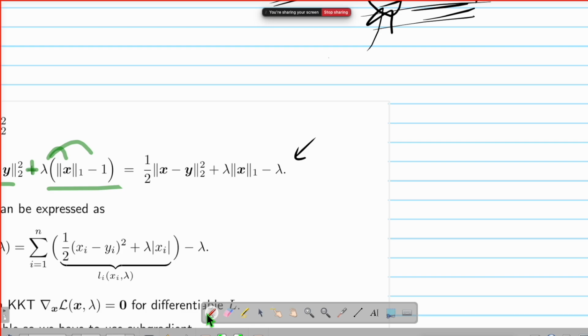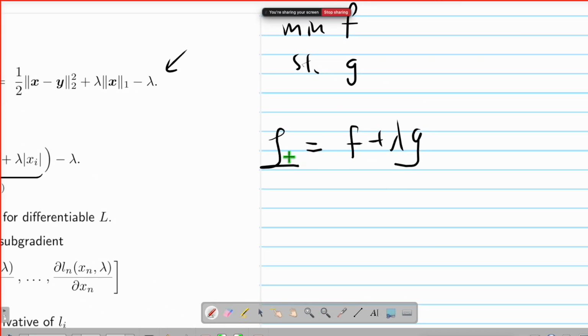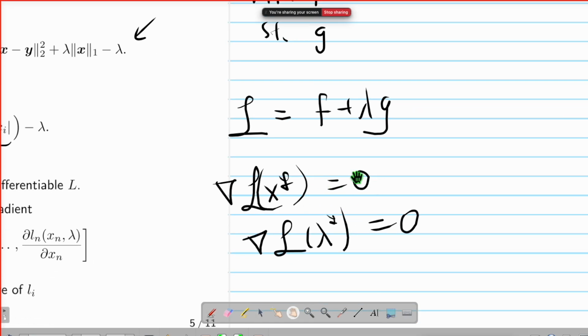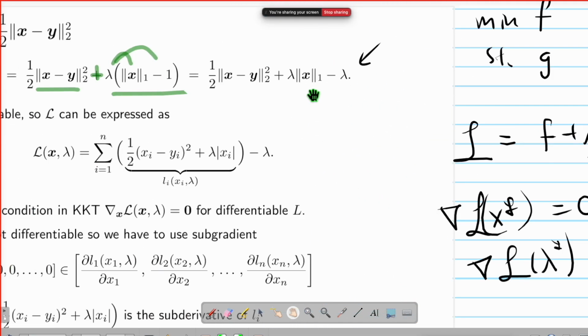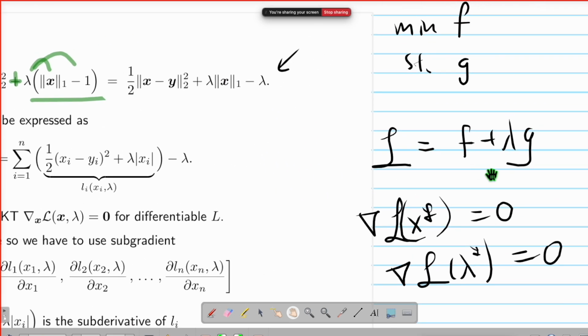Okay, then what? For the general problem, minimize f subject to g, you have a Lagrangian, which is f plus lambda g. What are you going to do? You're going to do the following. This guy is optimal. The best x will be exactly when you take the derivative of L, it gives you 0. And exactly at the same time, take the derivative with respect to lambda, it also gives you 0. So you want this to be the case. But now we have some funny thing. We have an L1 norm, which is not differentiable. So we need to do something more advanced than standard differentiation.